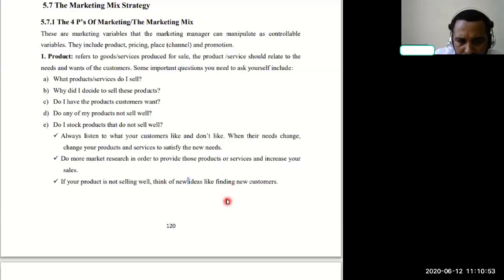If your product is not selling well, think of new ideas like finding new customers. If your product is not selling as much as you want, you have to think of why it is not attractive in the market. In this case, at least you have to search for a new customer and develop that product for a new market. Searching for a new market is another marketing strategy using a new or existing product.